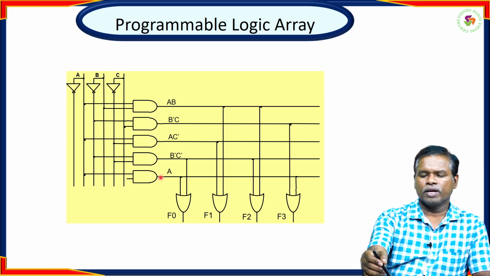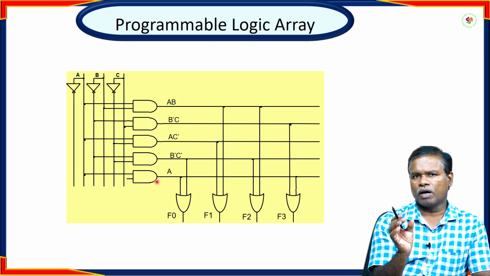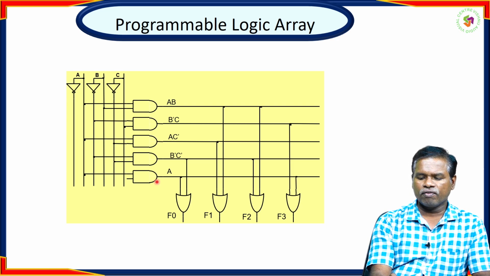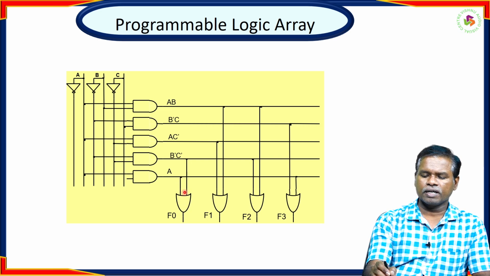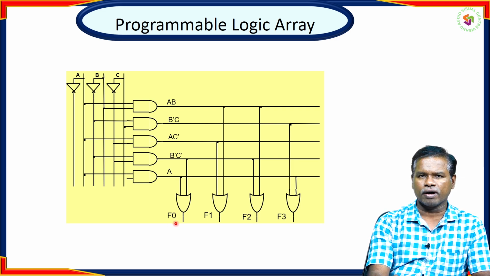So AB is the output of the first AND gate, B dash C the output of the second AND gate, A C dash the output of the third AND gate, B dash C dash the output of the fourth AND gate, and A is the output from the fifth AND gate. Now coming to the outputs, we have 4 outputs: F0, F1, F2, F3. F0 is nothing but A OR B dash C dash. So an OR gate is used, which is connected to the fifth product term and the fourth product term, which gives the final output F0.